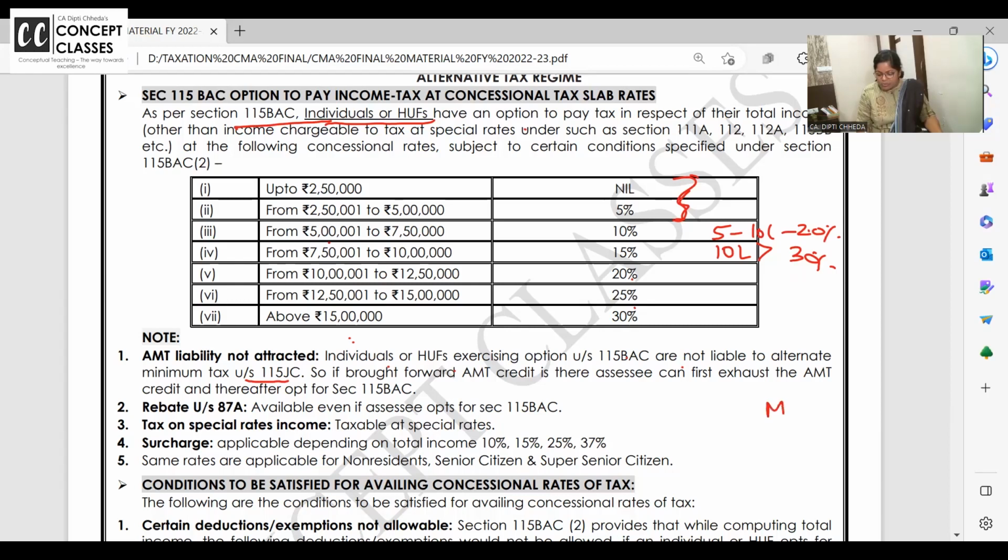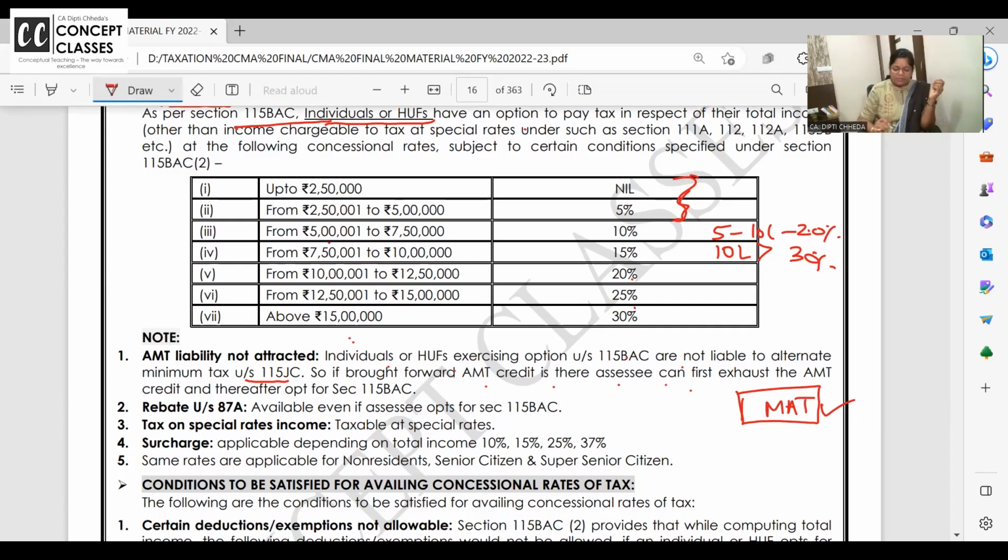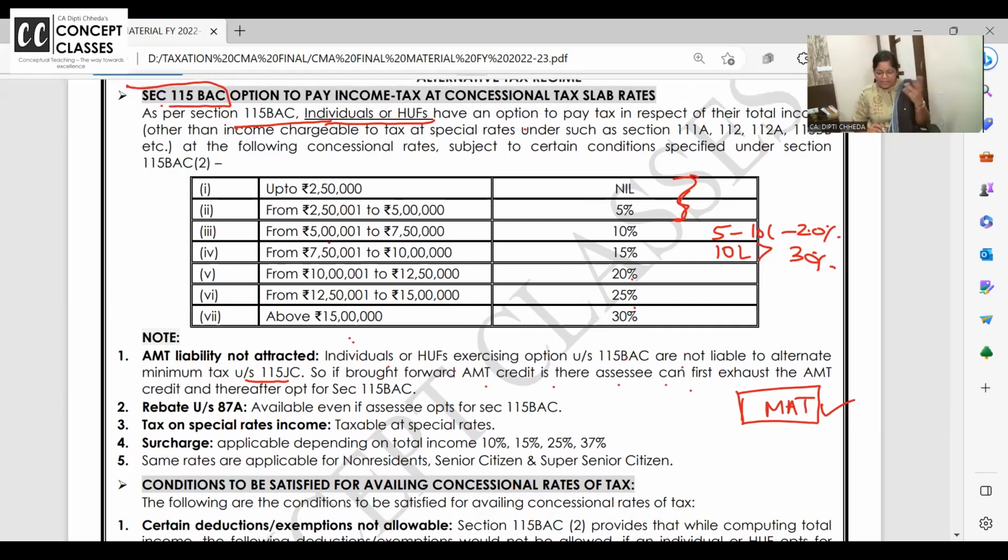115 JB we will do, that is MAT, that is also a minimum tax, but that is applicable as per the companies. Clear? So if the brought forward AMT credit is there, ma'am, until now I was having AMT, alternative minimum tax, and now I want to go for 115 BAC, new tax regime. Can I set off that AMT credit here? Answer is no.